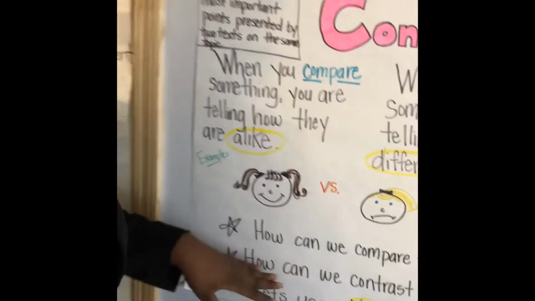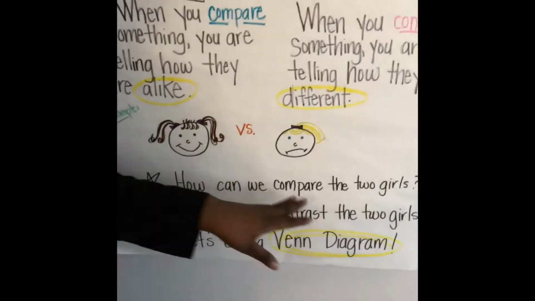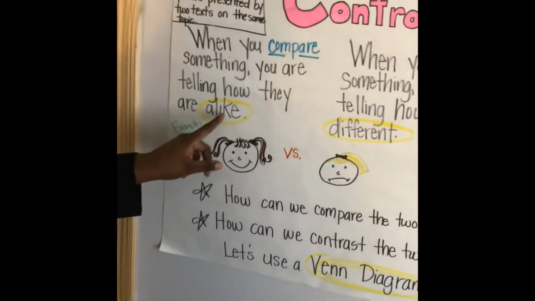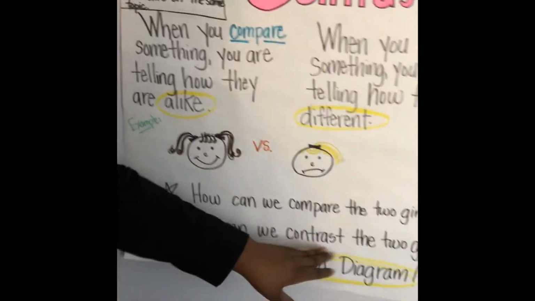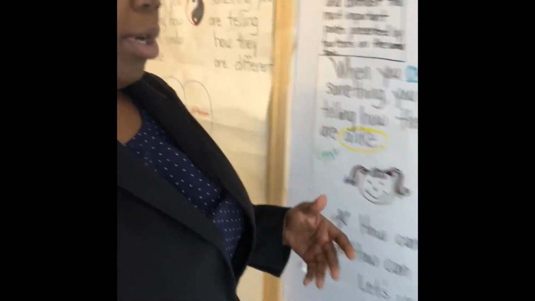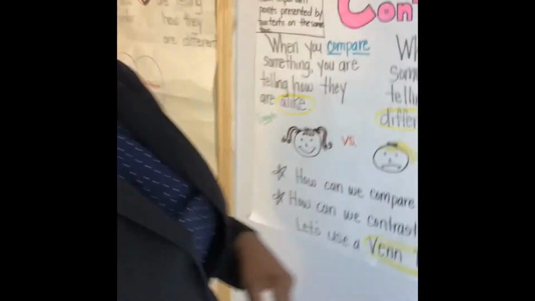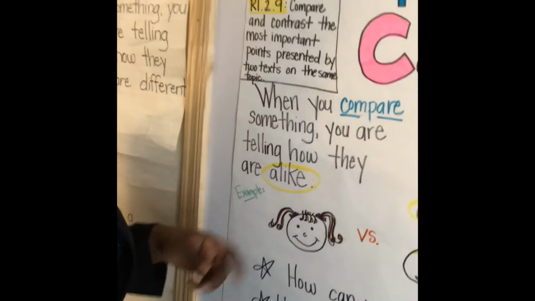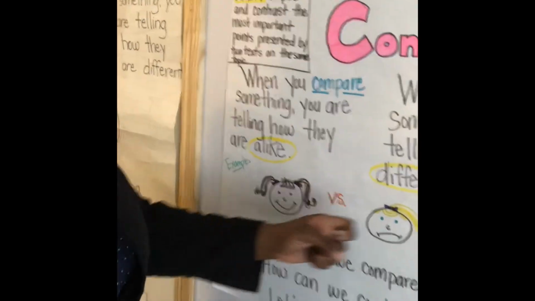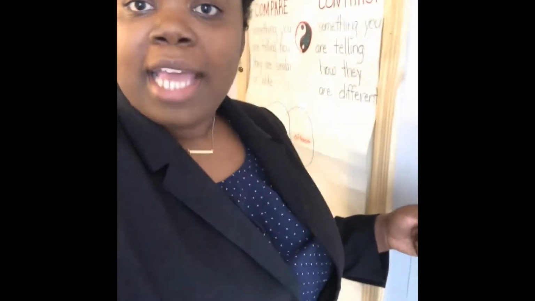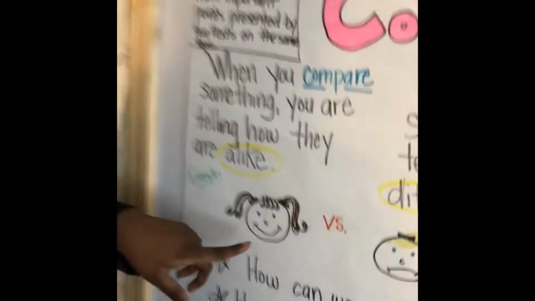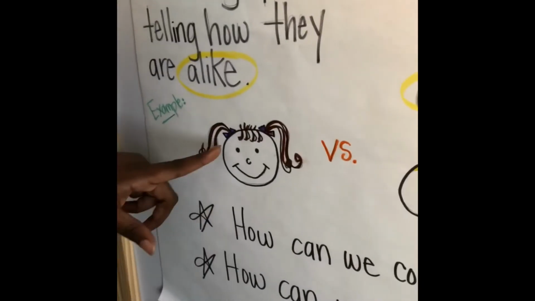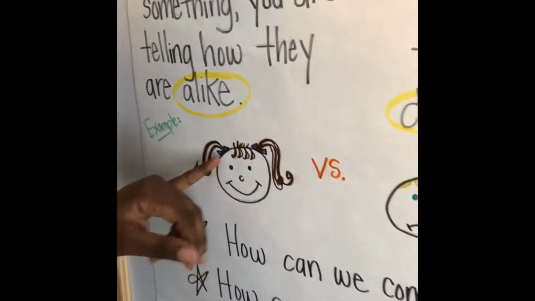Also, I will ask them these particular questions: how can we compare the two girls? That means, how can we tell how they are alike? How can we contrast the two girls? In other words, how can we tell that they are different? Hopefully their responses will be centered around both pictures being of two girls, that's how they are alike, and then they can give me details stating how they are different. They may tell me one girl has brown hair, the other girl has yellow hair.